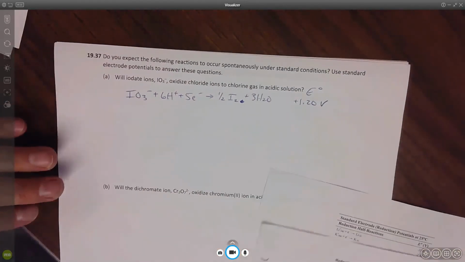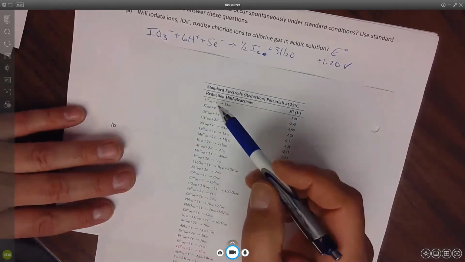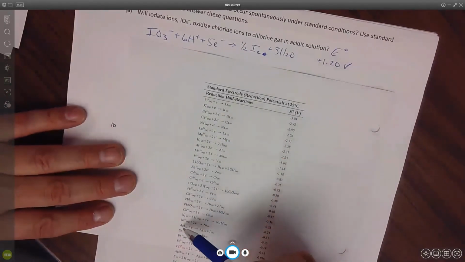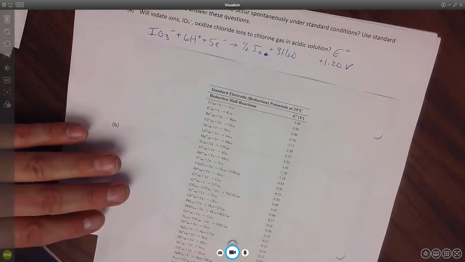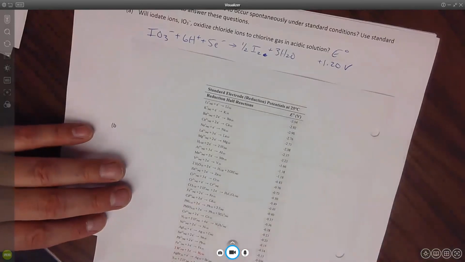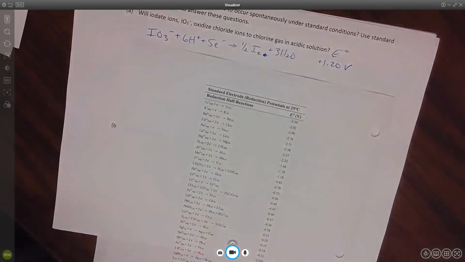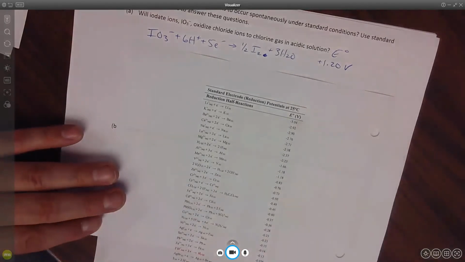Now I'm going to do the exact same thing for the chlorine, right? So now I'm going to go down and look for the chlorine. Now, if you do this, it is more of an educated guess, I would say. Would you expect chlorine to have a negative or a positive reduction potential?